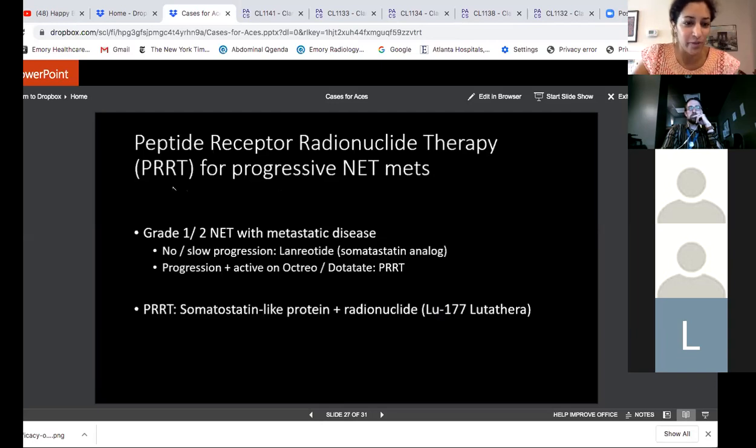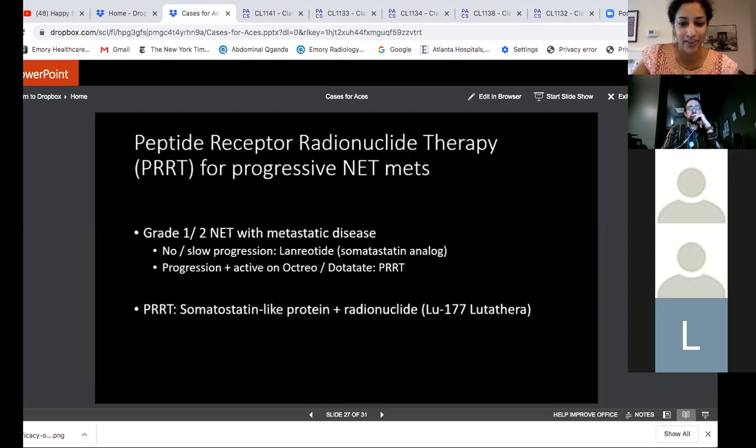Just a couple of notes about PRRT, which is peptide receptor radionuclide therapy. These are for grade 1 and often grade 2 neuroendocrine tumors with metastatic disease. If there's no progression or slow progression, they're often on lanreotide, which is a somatostatin analog that can control symptoms. But if they show progression and these lesions are active on an Octreoscan, or more recently dotatate scans, then they could be a candidate for PRRT. Being active on dotatate scans means that the metastases have somatostatin receptors, so they will be susceptible to these somatostatin-like proteins that are attached to a radionuclide.